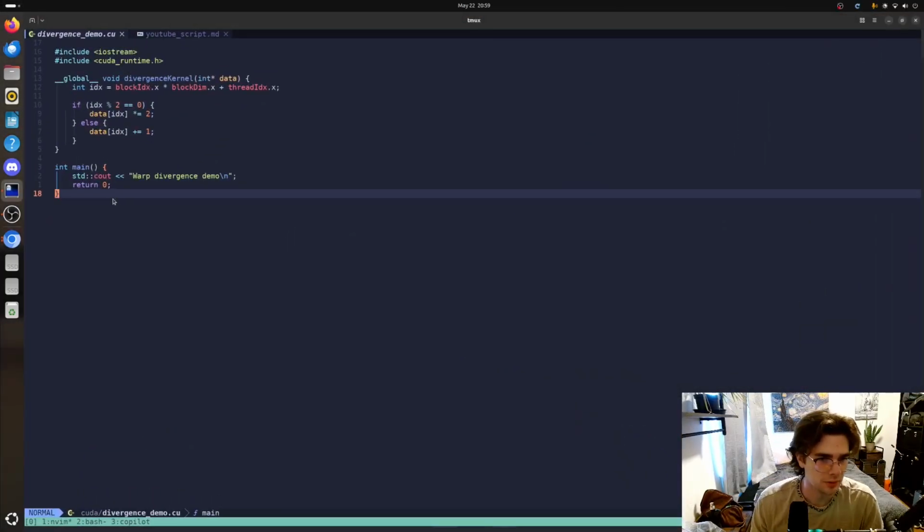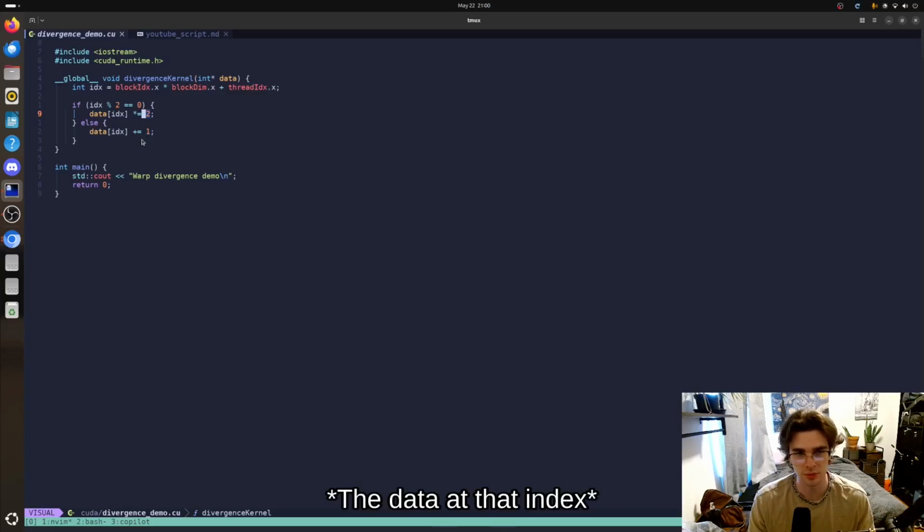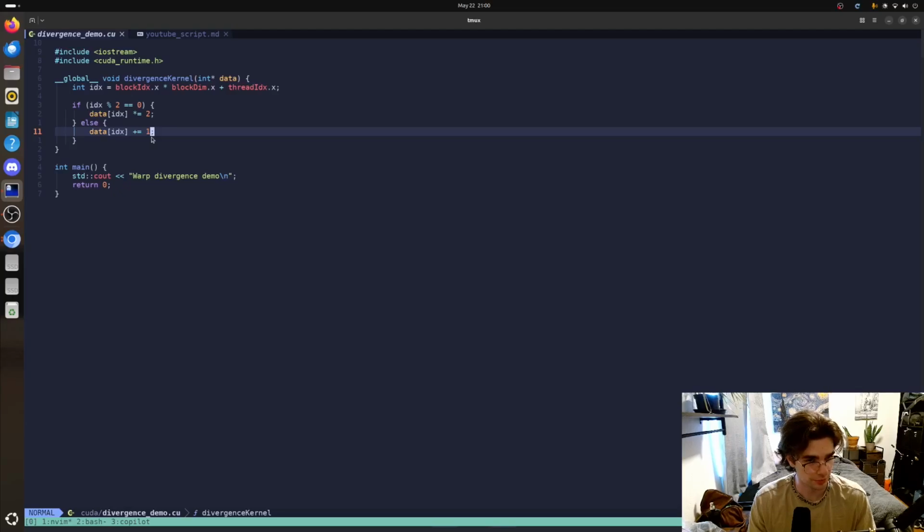I have an example of some divergence right here. So essentially, any index that is even is going to be multiplied by 2, and any index that is otherwise, we'll just add 1. So odd indexes, we'll just add 1. Even indexes, we'll multiply the data by 2. What will happen is all even indexes will execute this instruction, and then we will mask out those threads and we will execute all odd indexes with this instruction. And then obviously we will sync the threads.